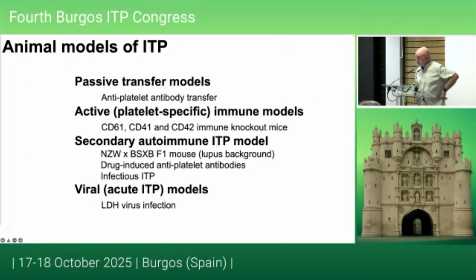Now, there are four major categories of ITP animal models. The passive transfer model is probably the oldest, and it's still used today, and that's where you inject an antiplatelet antibody into the animal.